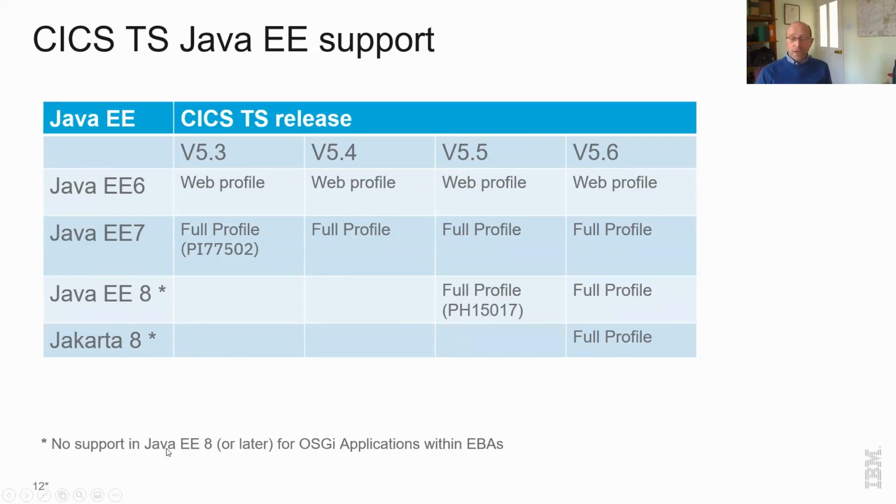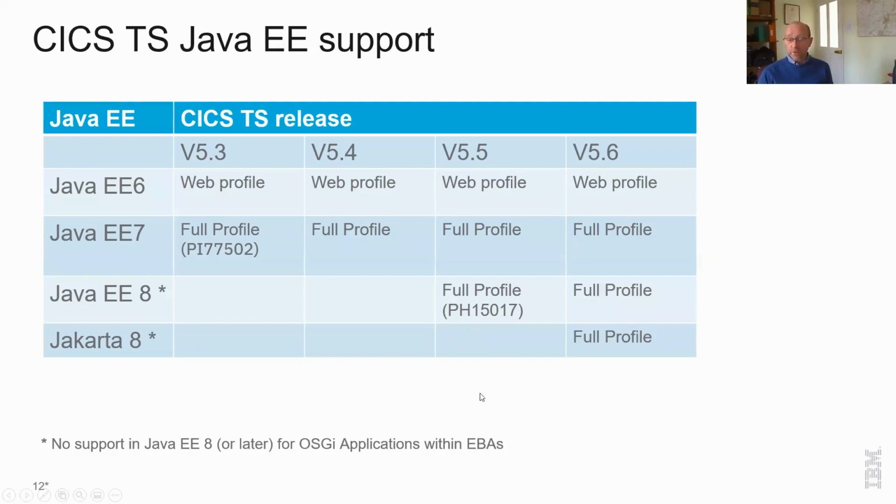A note here is that Java EE 8 or later does not support OSGi applications packaged within EBAs. So an EBA is an enterprise business archive, I think, and it's a way of packaging an OSGi style application in an archive that Liberty supports.